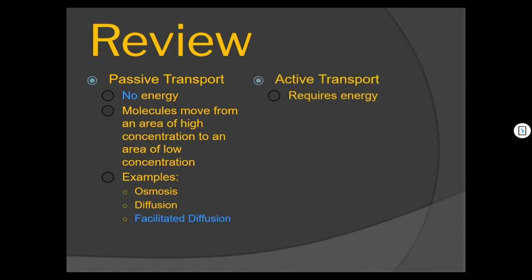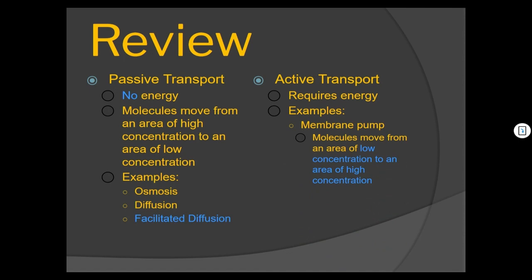Then you have active transport. Remember, active means that it requires energy, and ATP, right? Energy in the form of ATP. And so examples of this are a membrane pump that needs energy to pump things against a gradient. So it's going from low to high concentration. Molecules move again from that low concentration to a high concentration. And examples of this are endocytosis, exocytosis. And we didn't talk about pinocytosis, but pinocytosis is basically taking in liquids, whereas endocytosis is solids and exocytosis is releasing waste.